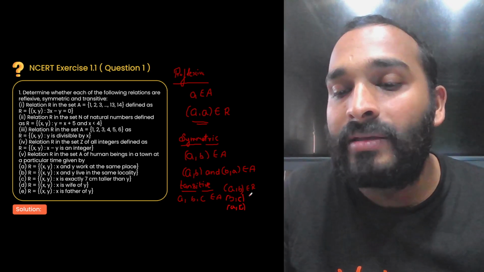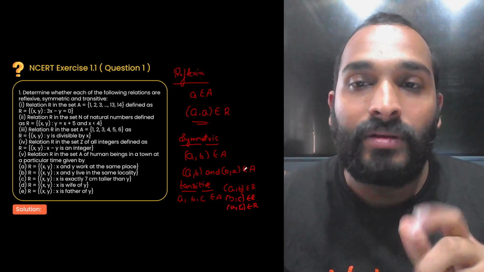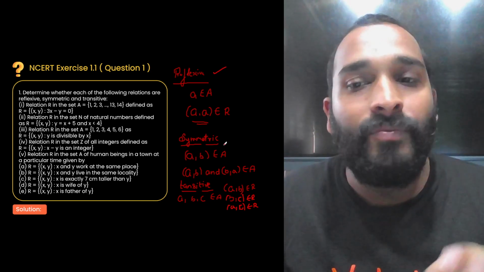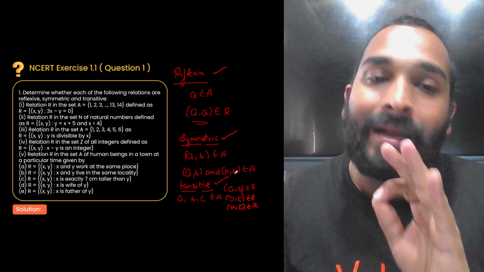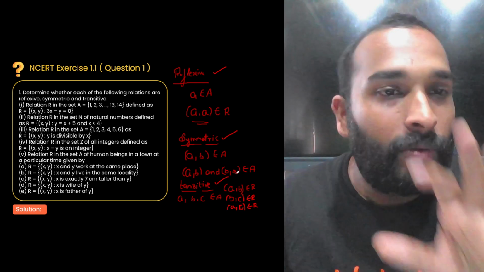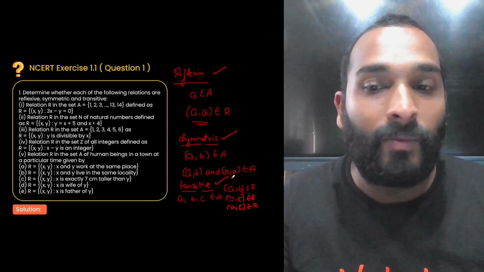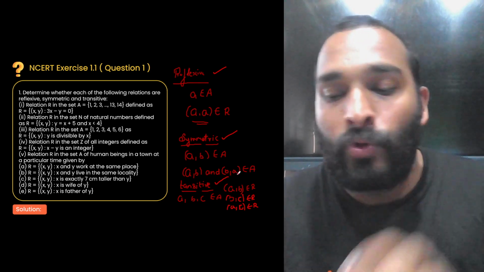In that case, you call this relation transitive. So if this condition is obeyed, you call them reflexive. If this condition is obeyed, you call them symmetric. If this condition is obeyed, you call them transitive. I think the basics of relation are clear, children. Now we are going to apply this in the questions. So please try to understand because these are very important. Let's go for the first question.